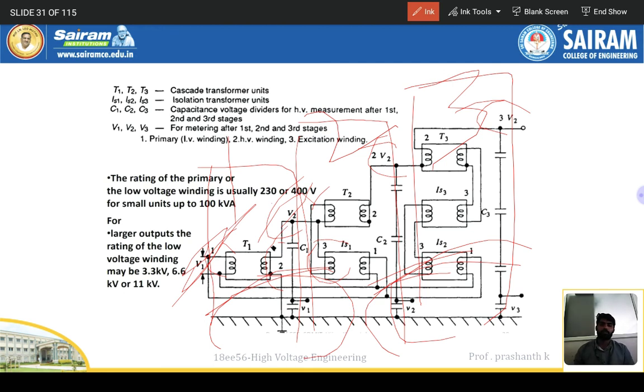So already I told you the first unit's output is the input of the second unit. The second unit's output is the input of the third unit. So finally you will get 3 times V2. The supply voltage is V1, and if suppose we give 230 volts, we will get 100 times the voltage, kilovolts, right?